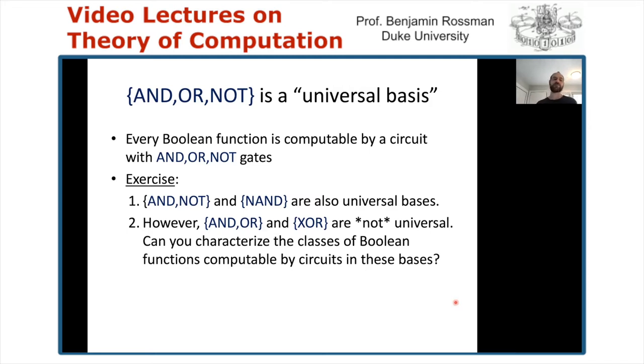Two non-examples are just the set of AND and OR gates. So if I don't allow you negations, that's known as the monotone basis. And just a single binary XOR gate is also not a universal basis. And it's a good exercise, perhaps, if you haven't seen this before, to characterize the classes of Boolean functions that are computable by circuits in these bases.